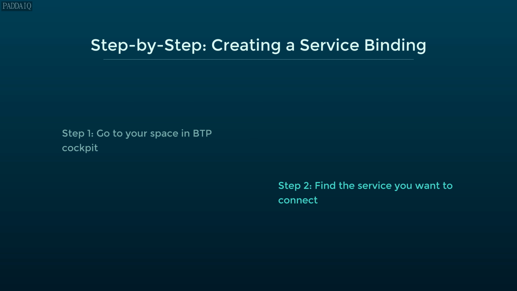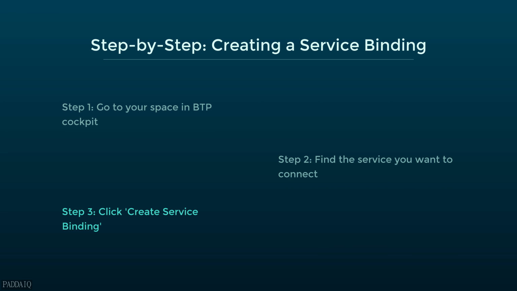Step 2. Find the service you want to connect. This means locating the specific cloud service you need from the SAP BTP catalog to link with your application. For example, if your app needs a database, you would search for and select the SAP HANA Cloud service. Identifying the correct service is essential for establishing a successful connection.